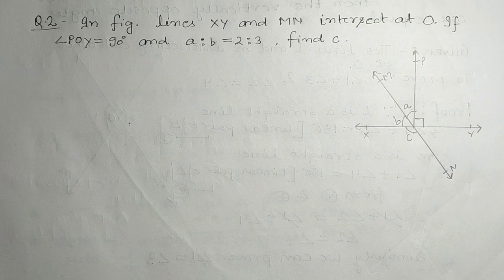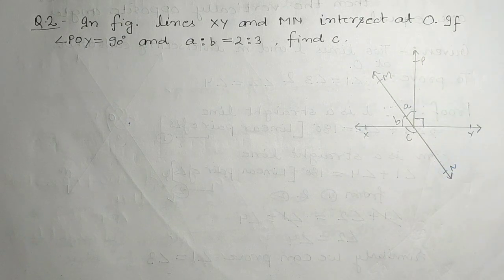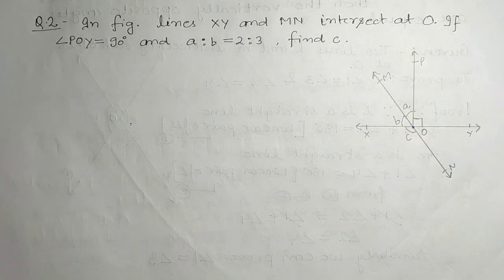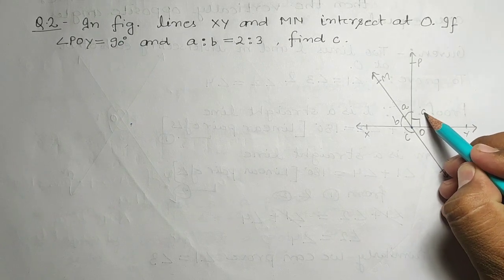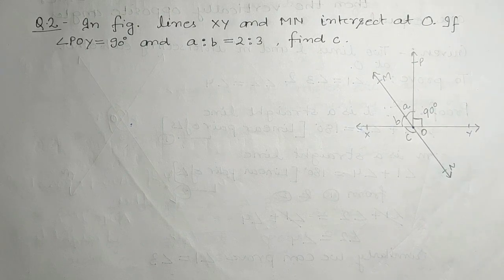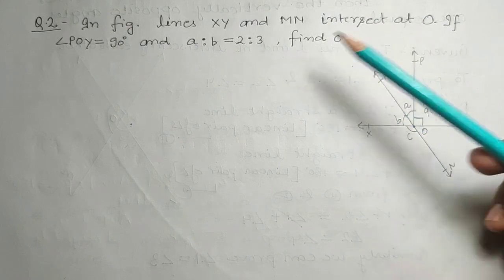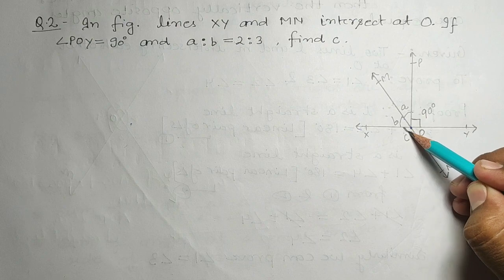Coming to the second question. Second question is what, students? In the figure, lines XY and MN intersect at point O. This is point O. If angle POY is equal to 90 degrees, this angle POY is given as 90 degrees, and A ratio B is 2:3, then we have to find angle C. We have to find this angle.